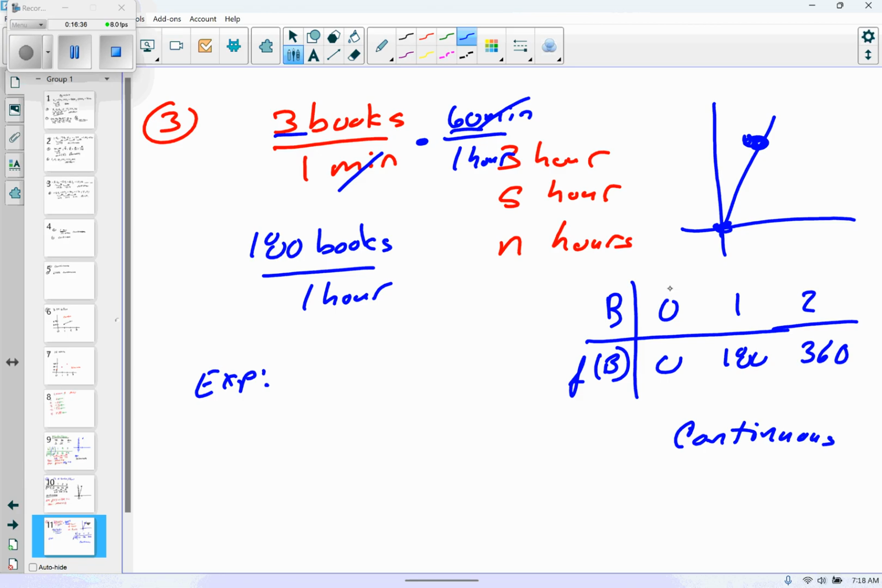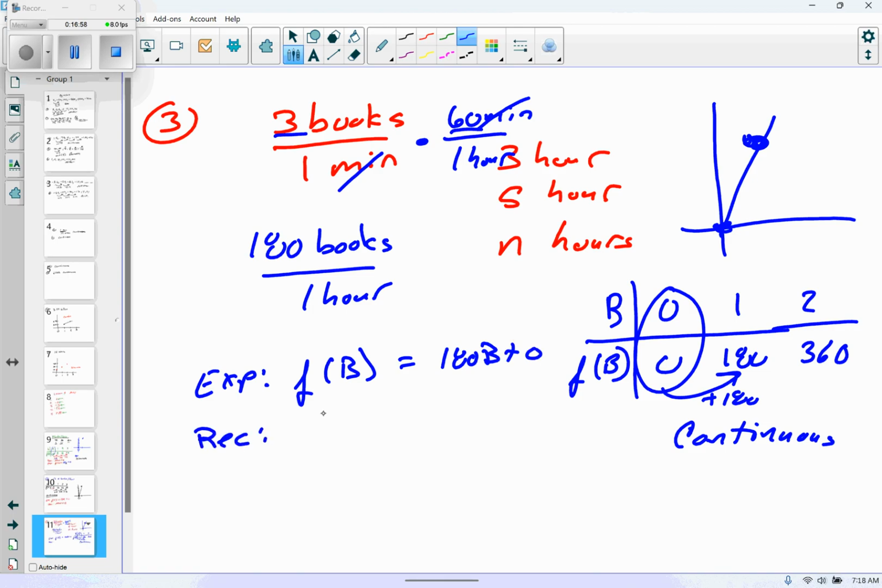So our explicit, because we have a 0 term and we're adding 180 each time, we're going to say F(B) = 180B + 0. Our recursive is next plus 180, something like that. And we said it's continuous. Okay, we're good.